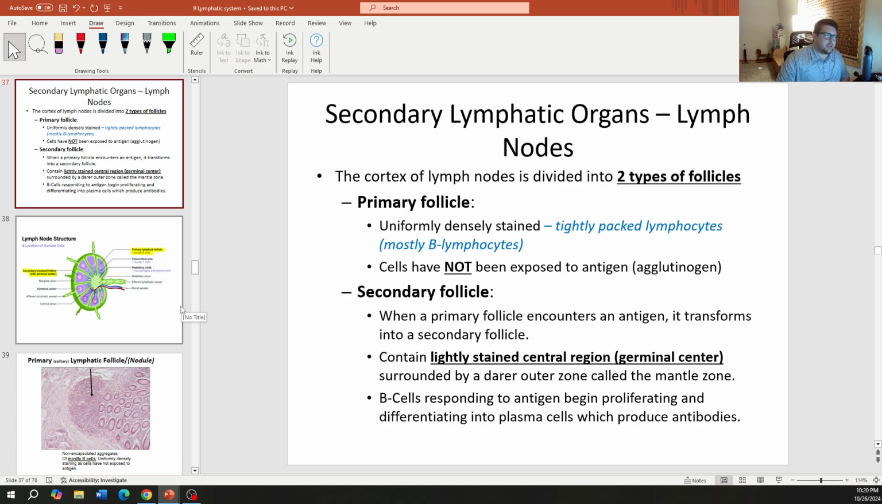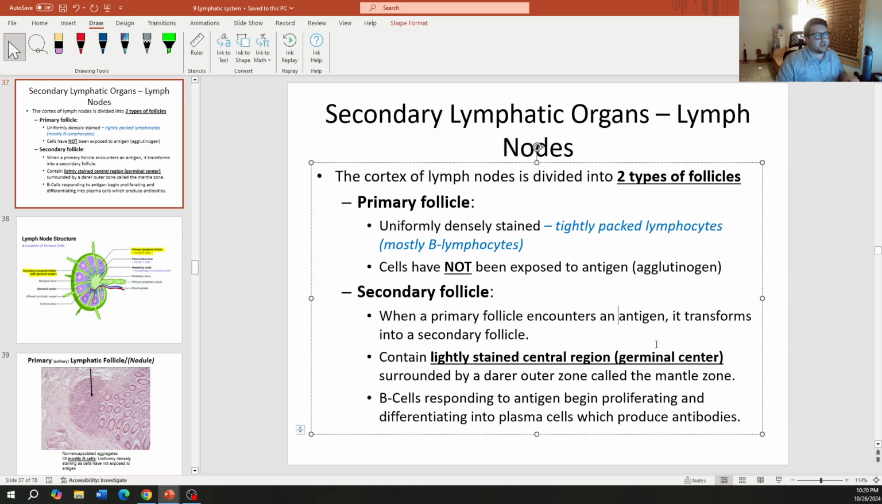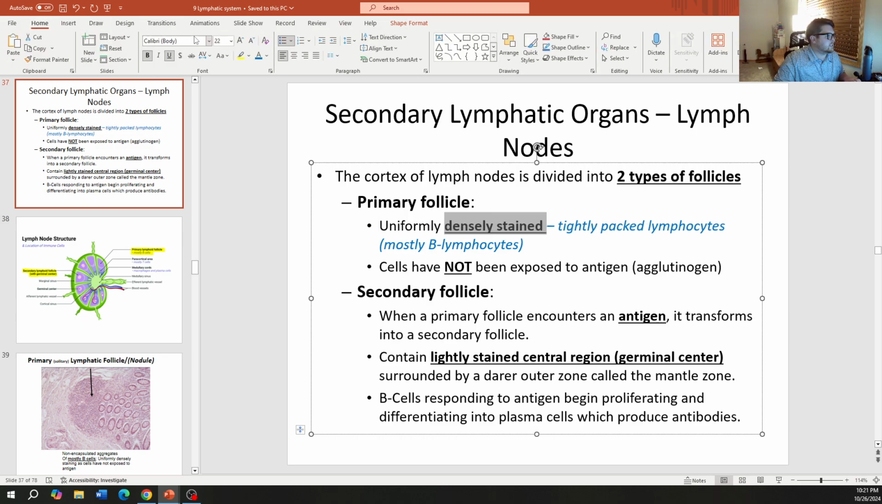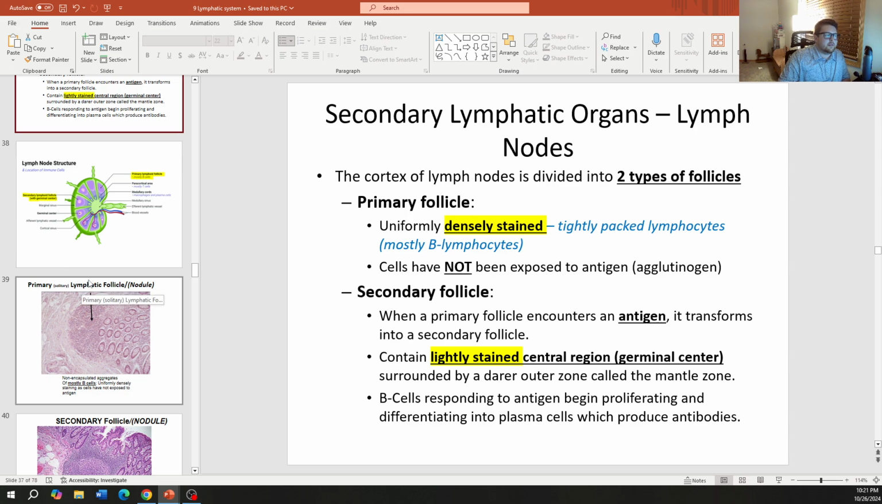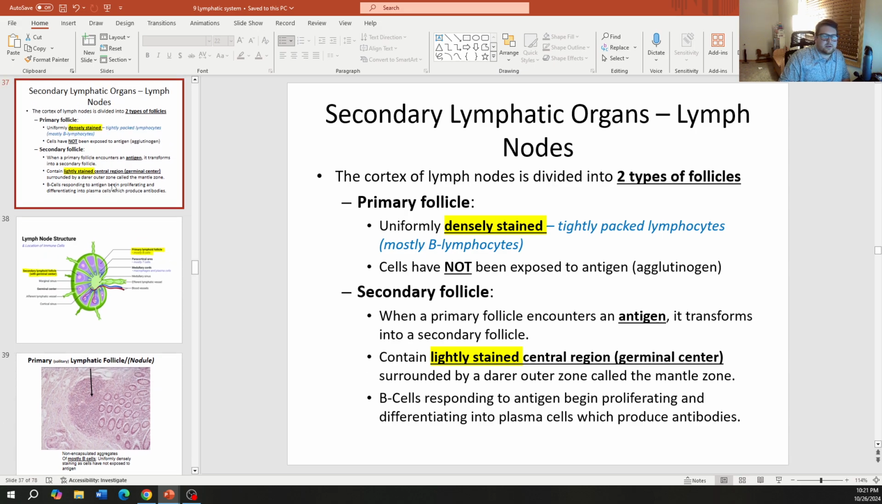Then we have secondary follicles. This is when the primary follicle encounters a foreign antigen, specifically a foreign antigen. It then transforms into the secondary follicle. It contains a lightly stained central region. The primary is densely stained. And these are the B cells responding to an antigen by proliferating and differentiating into the plasma cells, which are then going to produce the antibodies.